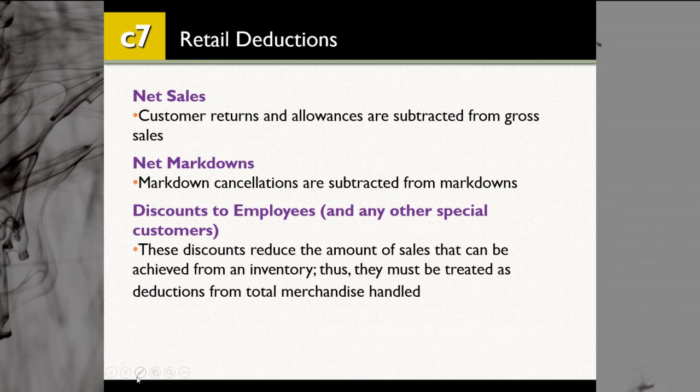For the net sales, any customer returns and allowances should be subtracted from gross sales to calculate your net sales. And for the net markdown, if you have any cancellation, of course, it should be subtracted from your markdown. And any discount to your employees and any other special customer discount will reduce the amount of sale that can be achieved from the inventory. Therefore, these kinds of discounts must be treated as deductions from total merchandise handle. So that's going to be minus.